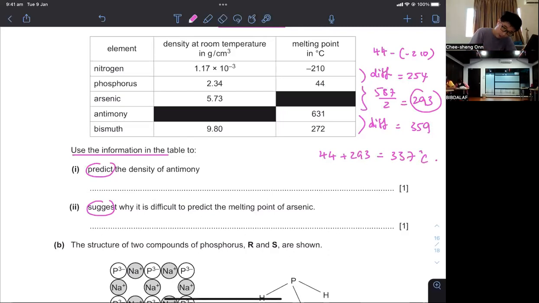Am I correct? Hang on. Why is it difficult to predict the melting point of arsenic? They are not asking us for that, apparently. Anyway, let's do the density first. I shouldn't have wasted my time on that. Actually, I work on the density.